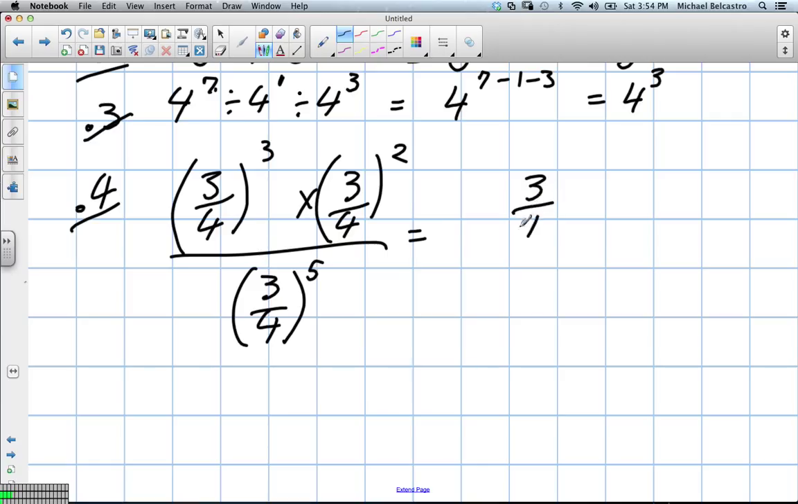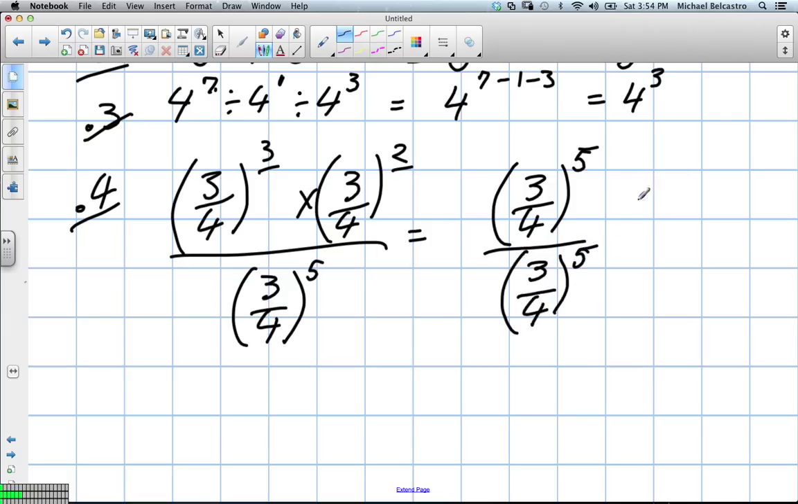(3/4) to the power of 5. Yeah, 3 plus 2, right? So that equals 5. And then divided by (3/4) to the power of 5. And how do I simplify that? Well, they're the same number, so it's going to be 1. Not quite. Simplify it for me. How can I write it as one base? You can write it as, since the bases are the same, (3/4) to the power of 10.